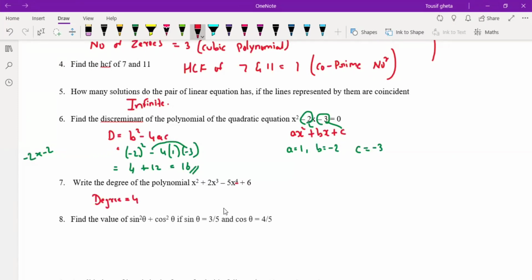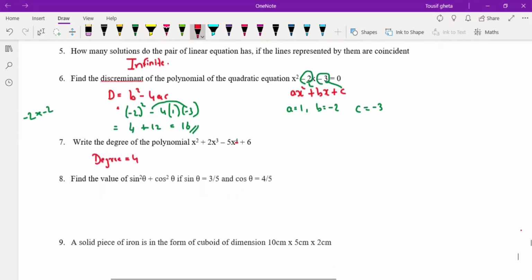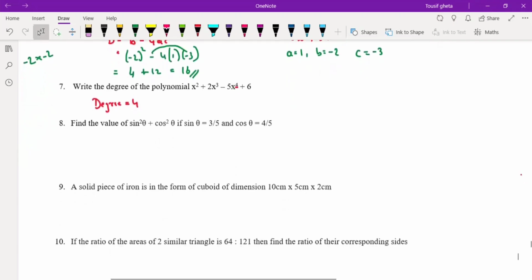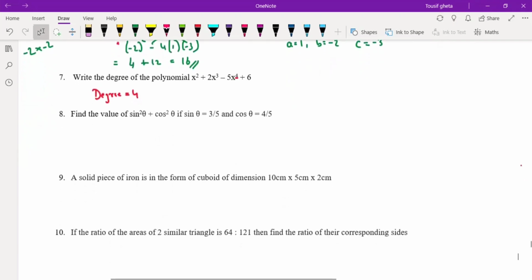The eighth one is from the trigonometry chapter. I hope you must be familiar with the trigonometric functions. Sine square theta plus cos square theta, they are asking us to find the value of. We know sine square theta plus cos square theta is equal to 1, but they have given the value of sine theta as 3 by 5 and cos theta as 4 by 5. So that's what we're going to substitute in the expression, sine square theta plus cos square theta.